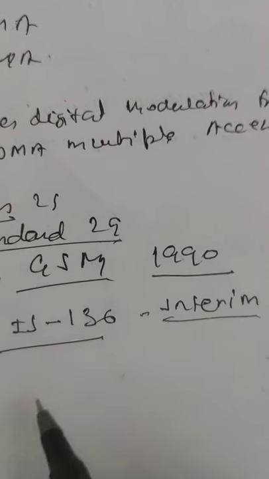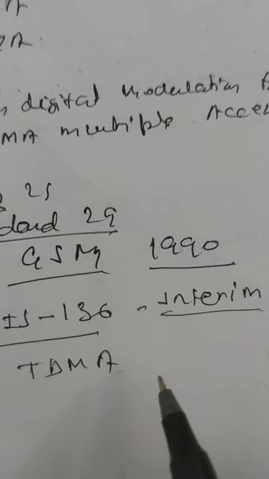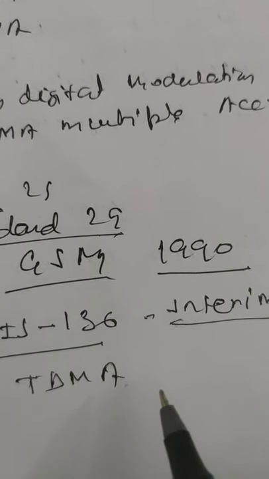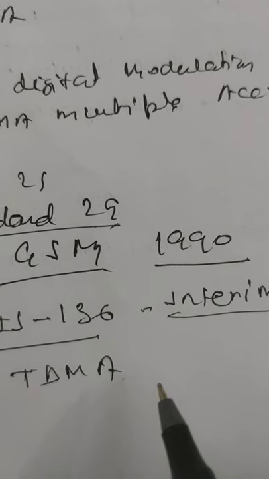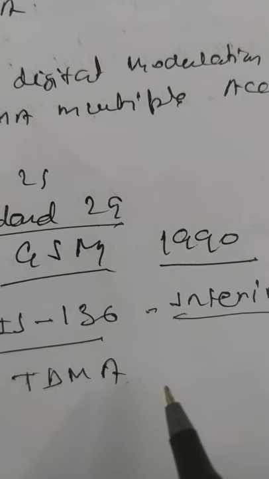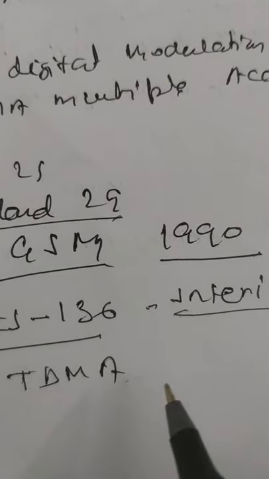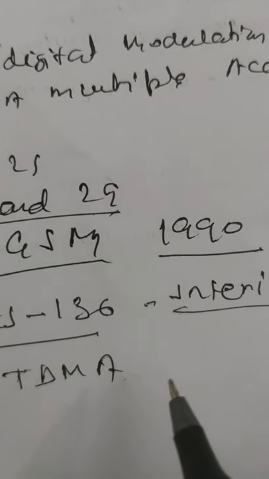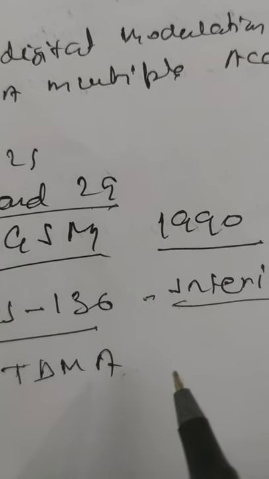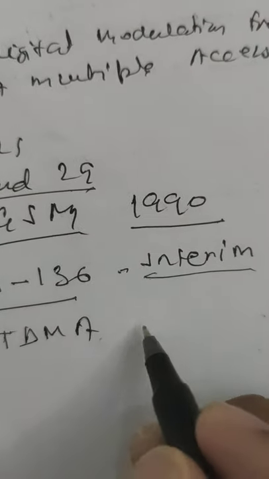This standard used TDMA, time division multiple access, to divide the spectrum among the many users. It is used in the North American digital cellular system. This standard was used in North and South America as well as Australia, and is also called NADC.